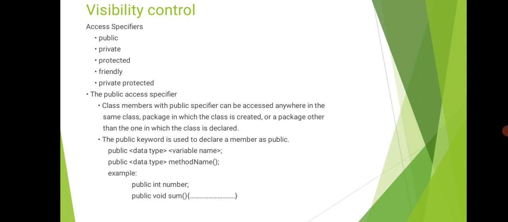So this public access specifier, using the public keyword — public, private, protected are all keywords in Java. The public access specifier means it is accessible anywhere in the class. If you declare a variable or a method as public, that method and variable can be accessed anywhere in the class. It can also be accessed in the package in which the class is created.